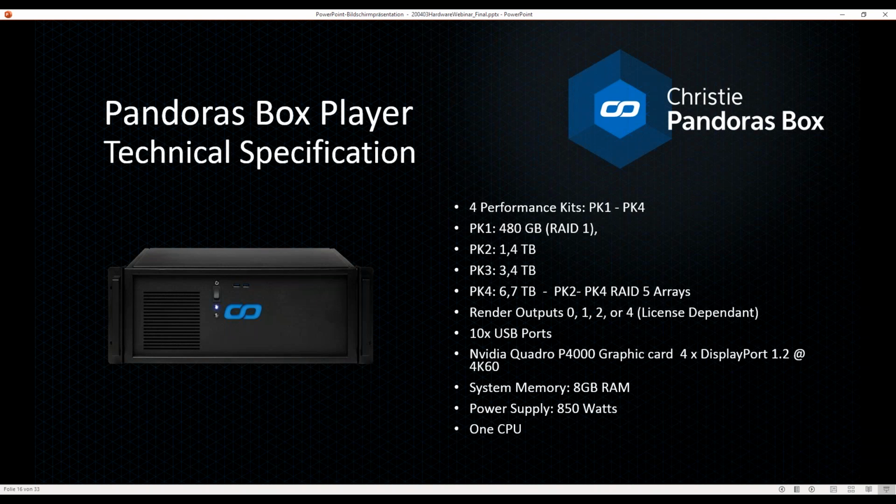The technical specifications of the player: you can actually choose between 4 performance kits, half a gigabyte, around 1.5 gigabytes, 3.4, and a nearly 7 terabyte machine. Performance kits 2, 3, and 4 have a RAID 5 array built in, and the PK1 has actually 2 480 gigabyte cards, so it's a RAID 1. It's a mirrored system.